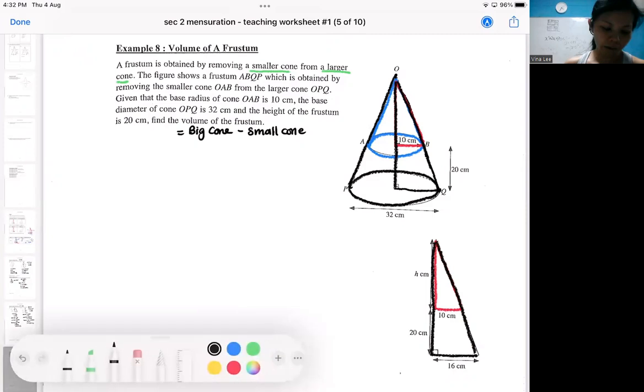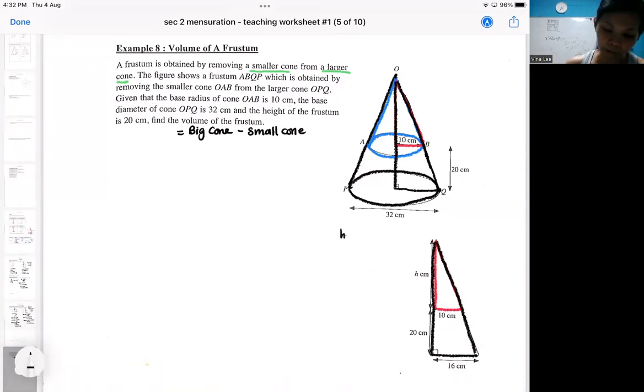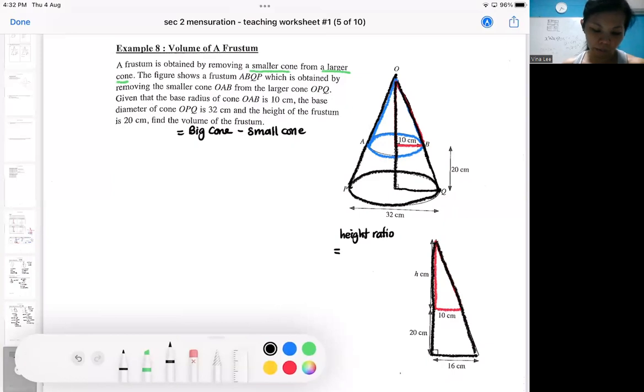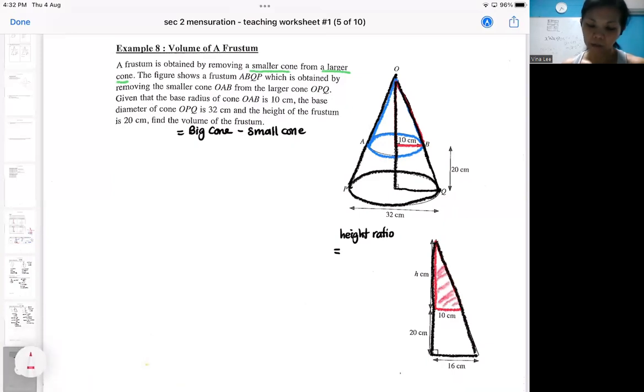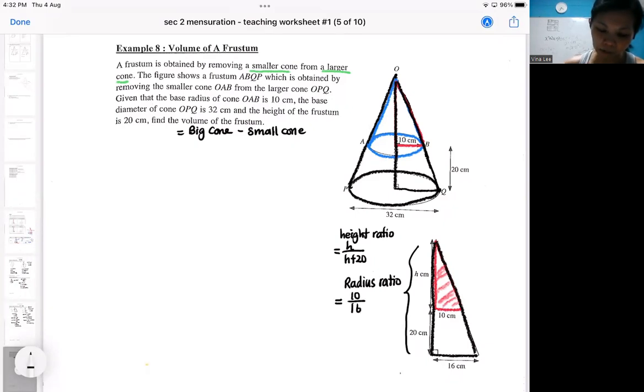So this similar triangle, if you still remember, what about the height ratio? If you look at the small part, the height is h. And if you look at the full height, the height is x plus 20. So that's the height ratio. And then I've got the radius ratio. The radius ratio is the small radius over the big radius, and it can be reduced.